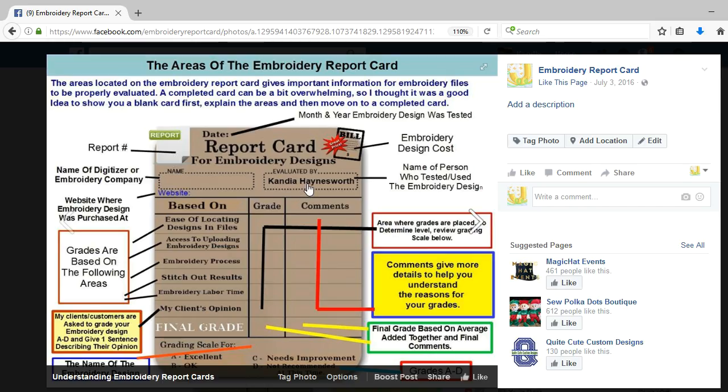These embroidery report cards are going to be evaluated mostly by me. I am looking for other embroidery business owners who are willing to be fair and give fair evaluations. We're not talking about if you like the person or not, if you know the person or not. We are just talking about fair evaluations based on that particular transaction.